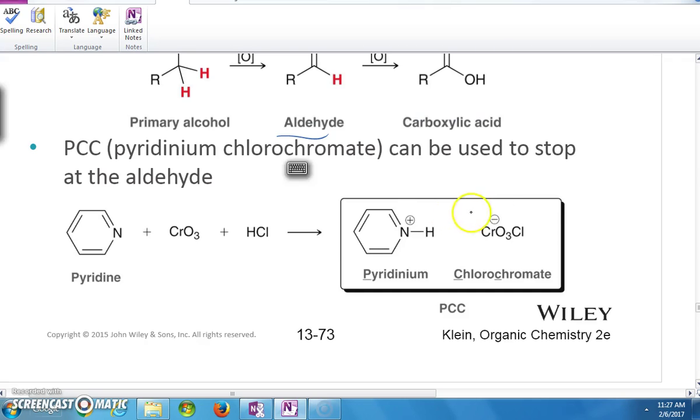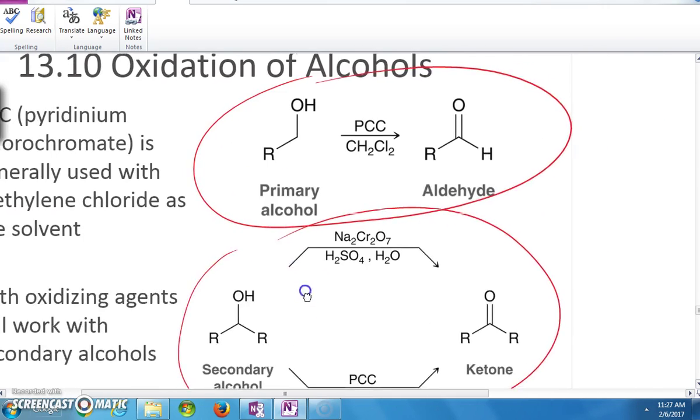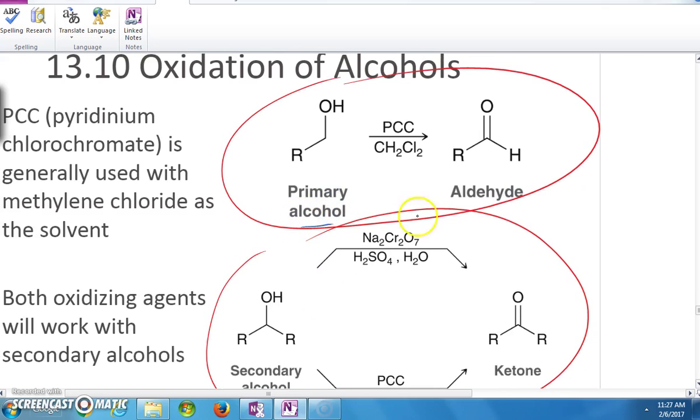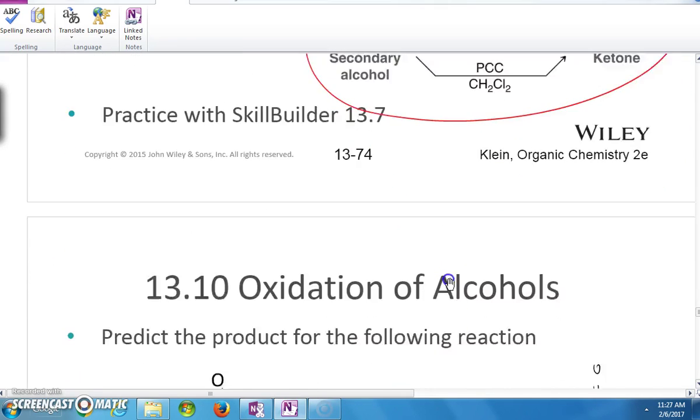It won't go any further, because of the electron donating effect of this base, the strength of the oxidizing agent has been weakened or poisoned, just like in the case of Lindlar's catalyst, in which the strength of the catalyst was poisoned. Now, pyridinium chlorochromate is generally used with methylene chloride, and you can oxidize the primary alcohol to the aldehyde, or the secondary alcohol to the ketone. These are things that you need to remember.